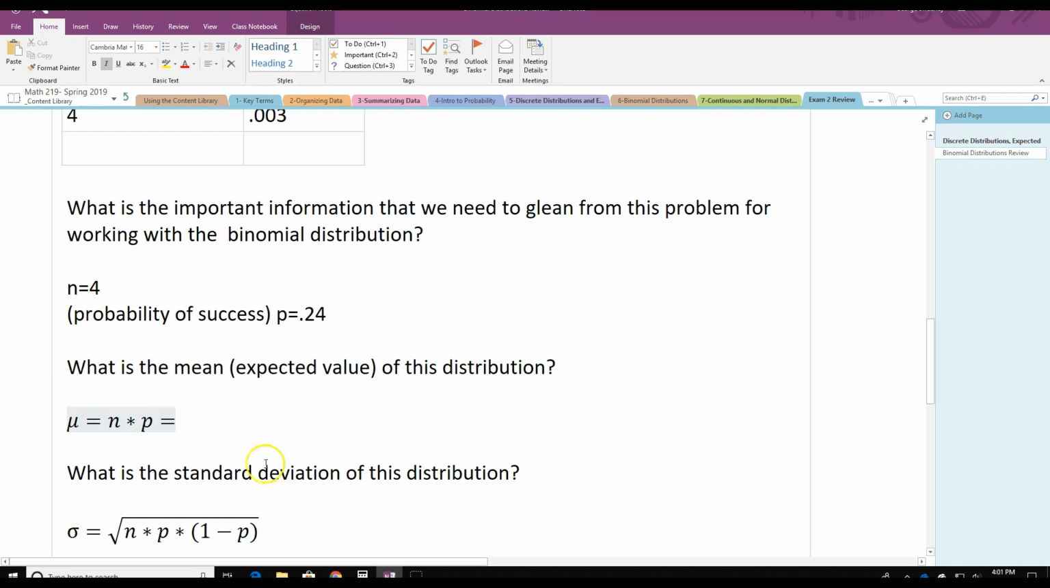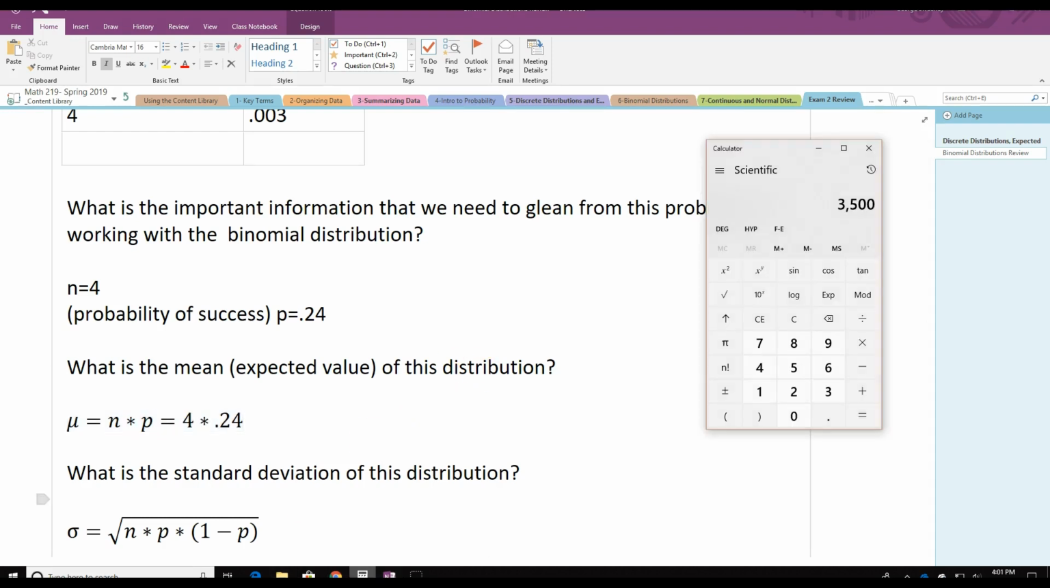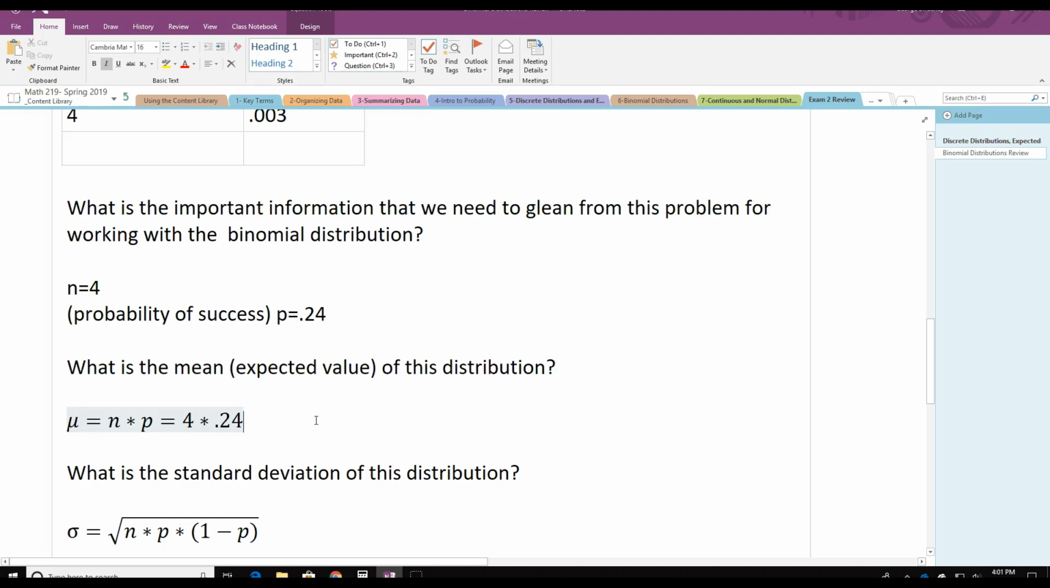So the first question that we have is, what's the mean of this distribution? Well, that mu, my mean, is going to equal n times p. So that's 4 times 0.24, and that equals 0.96. And there we go. That's actually the expected value. So if I picked a sample of 4 at random, I would expect that 0.96, or about 1, of those people would actually be a smoker. That makes sense, given that 24%, or 0.24, is the probability of any one person being a smoker. So for 4, I just do that multiplication.